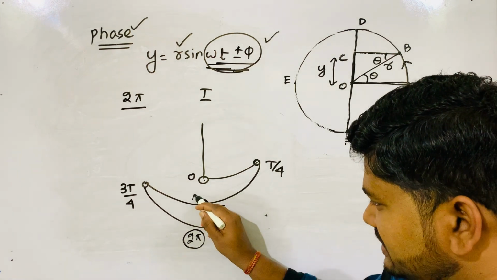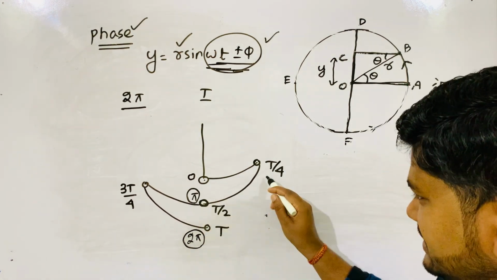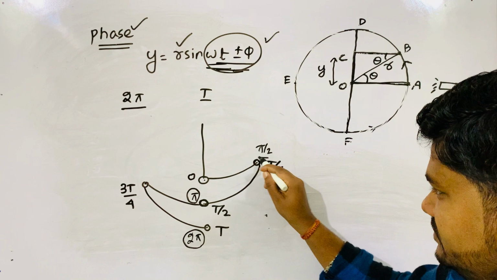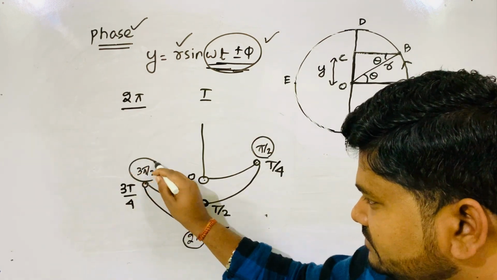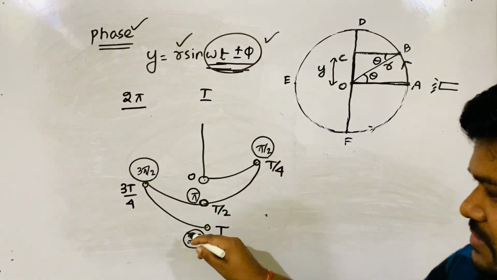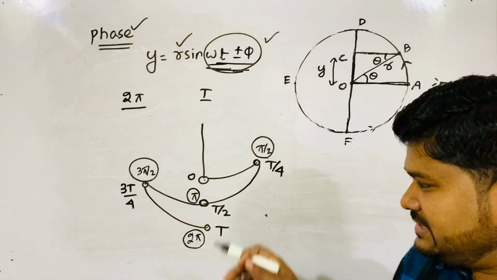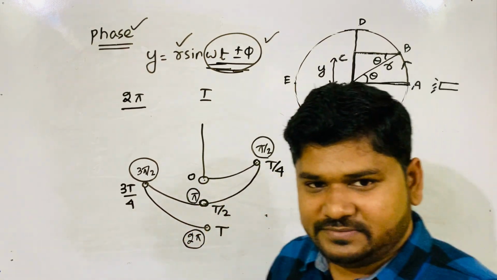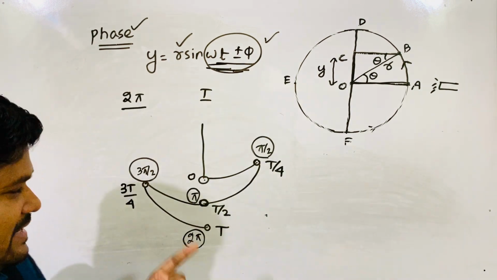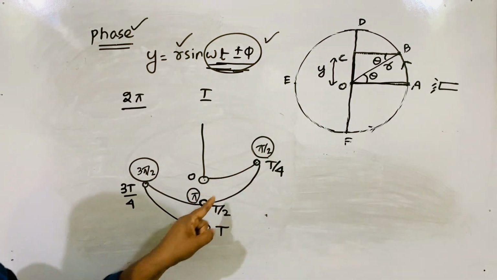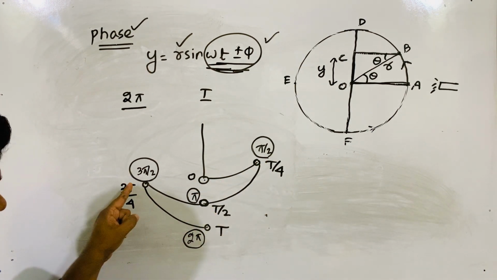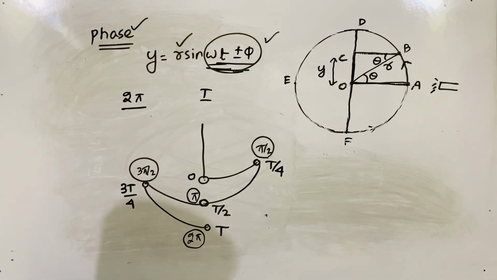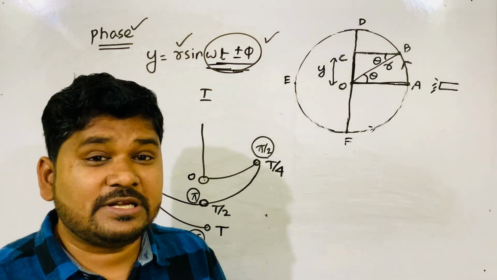This is pi, this is pi by 2, this is 3 pi by 2. You can also write the phase in terms of pi. I showed you this for one oscillation. For one oscillation, the different phases are 0, pi by 2, pi, 3 pi by 2, 2 pi, or 0, T by 4, T by 2, 3T by 4, T. So phase is measured in terms of T.